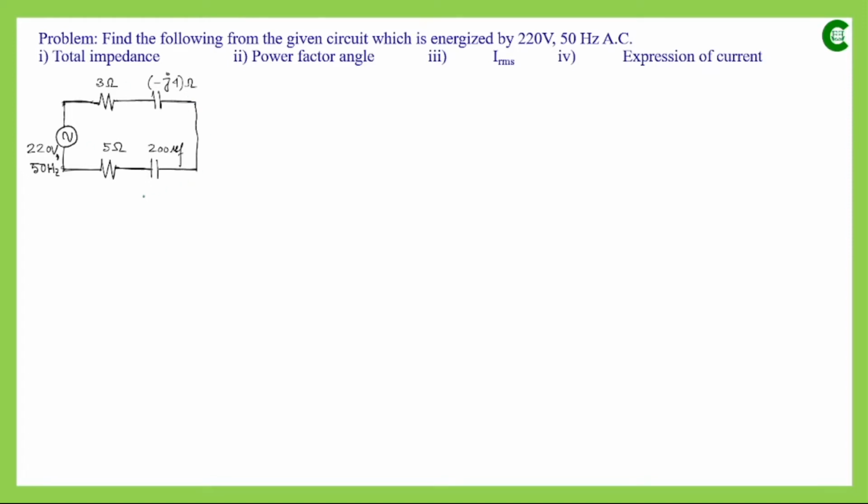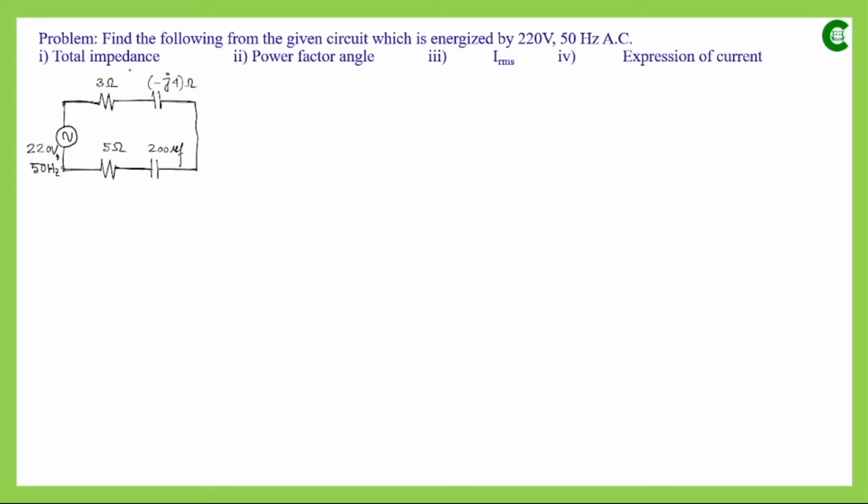Now this RC branch is energized by an AC sinusoidal voltage which has the value 220 volt, and the frequency of that supply is 50 hertz. This 220 volt is not the instantaneous value, rather it is the RMS value, because in an AC circuit the constant value that is represented is the RMS value. So if it is voltage, then RMS voltage; if it is current, then RMS current. Now these are the four things that we have to calculate from this circuit.